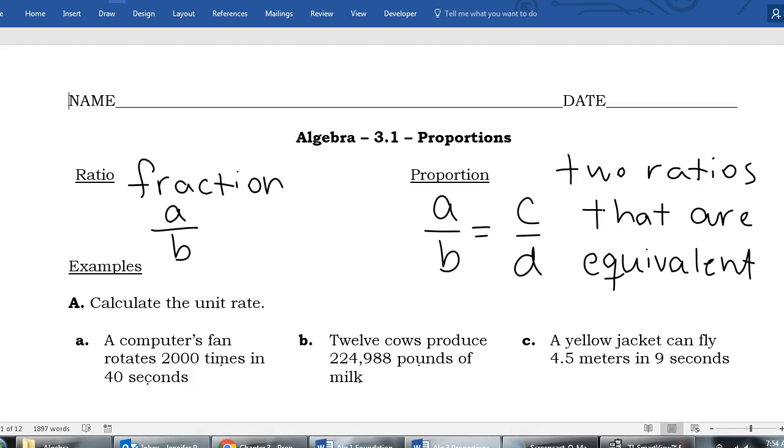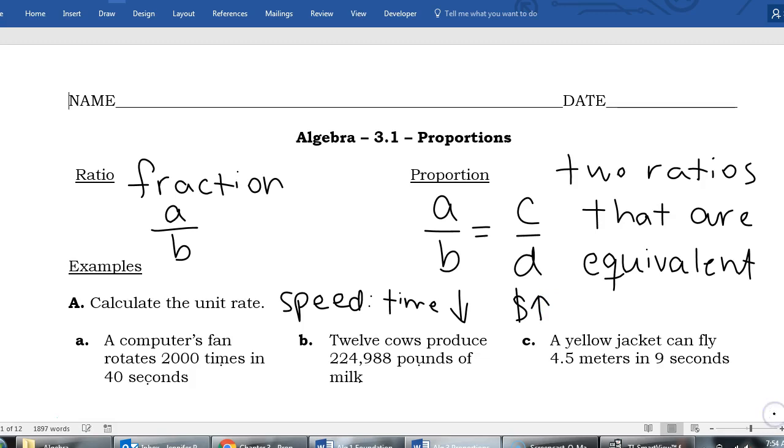So if you're talking about like a speed, the advice is to always put the time on the bottom. And if you are talking about something like a price, it should usually go on the top. Otherwise, you kind of have to read it and see what unit makes more sense to you.